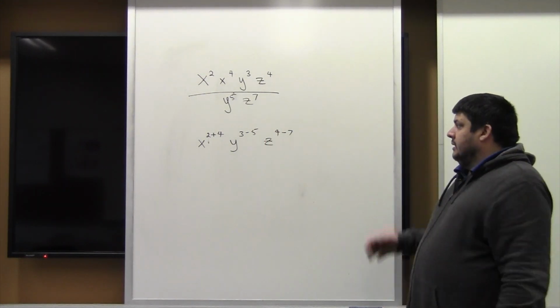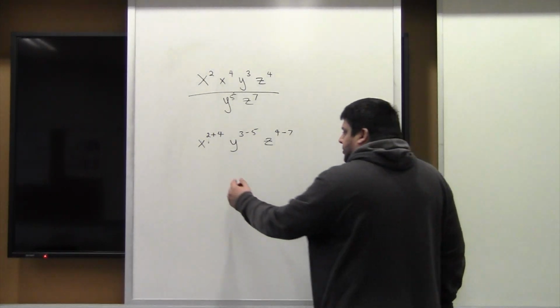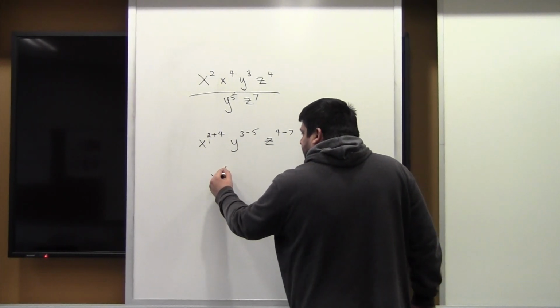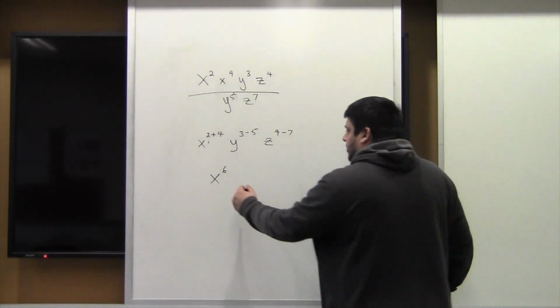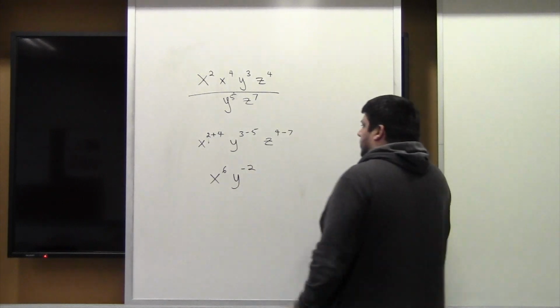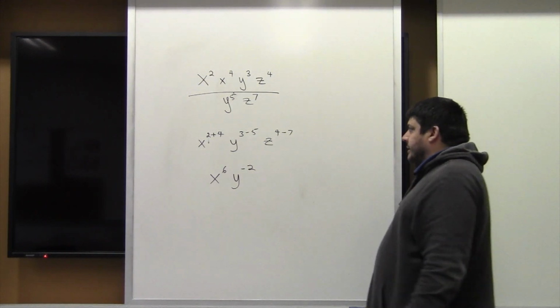4 minus 7. What does this give us? Let's add them and subtract. X, this is 6 because 2 plus 4. 3 minus 5, that's negative 2. And 4 minus 7 is negative 3.